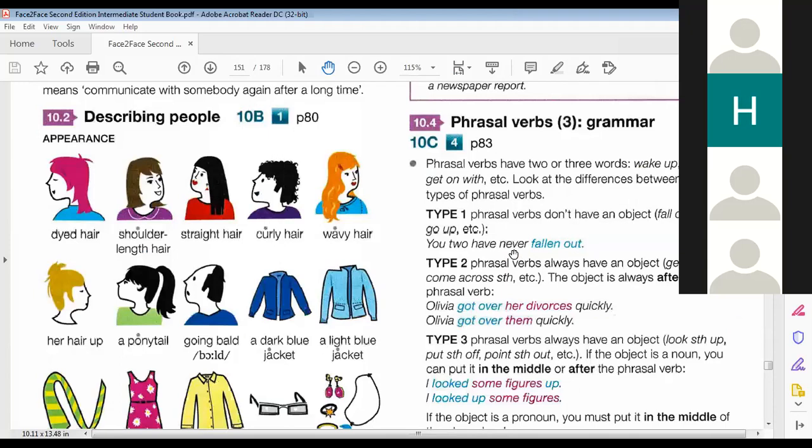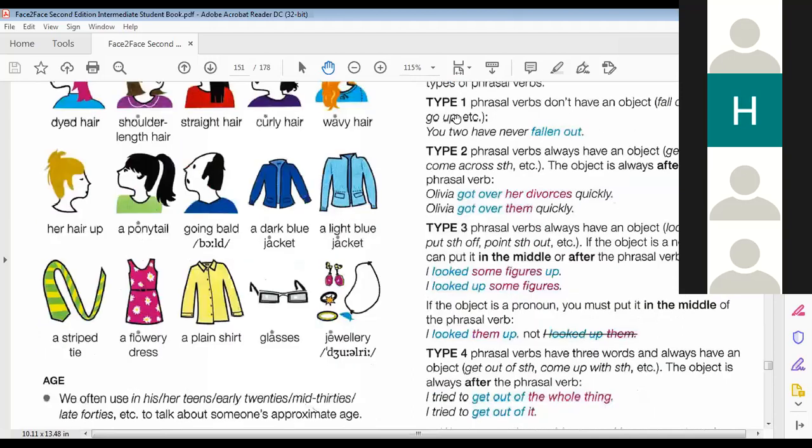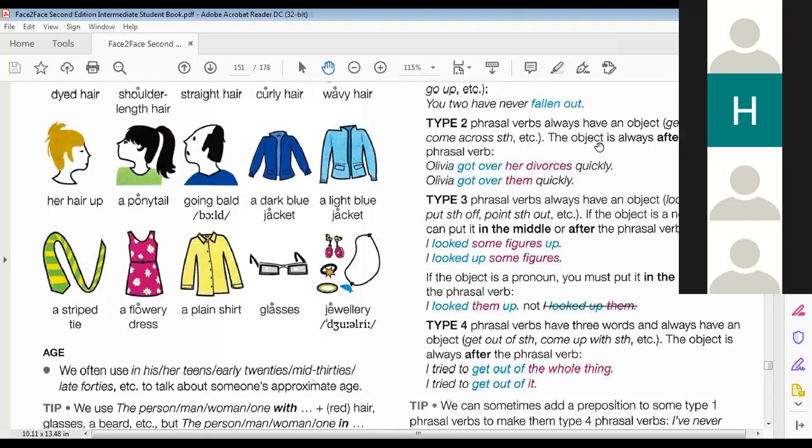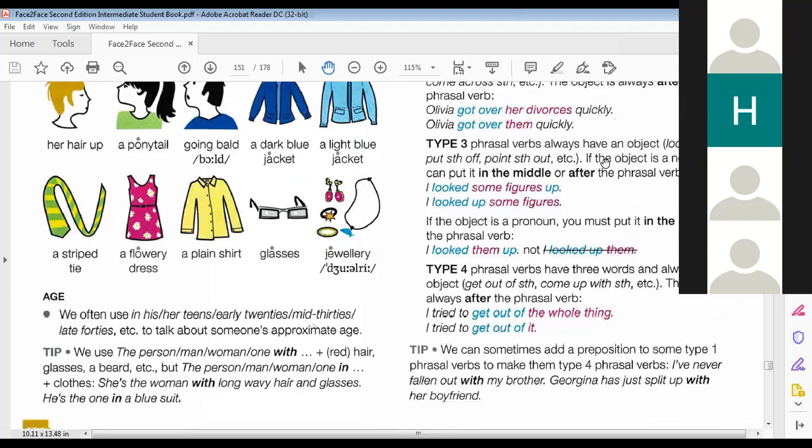Okay, so this is what we were talking about, the different types of phrasal verbs. Type 1, we've got fall out, split up, go up. These don't have an object. Type 2, these always have an object, and the object is always after the phrasal verb. Get over her divorce, got over them, come across, get over. Not tell it. Type 3, you can put the object in the middle, as long as it's not a pronoun, no problem. I looked some figures up. I looked up some figures.